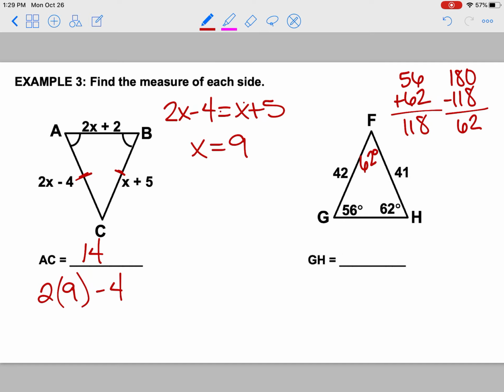And so now that I know angle F is 62 degrees, I can see that my base angles here would be angle F and angle H. Now I know who my legs are. We can mark those as being congruent. So if FG is 42, so will GH, and that would be our answer.